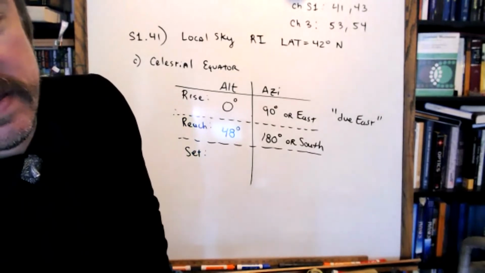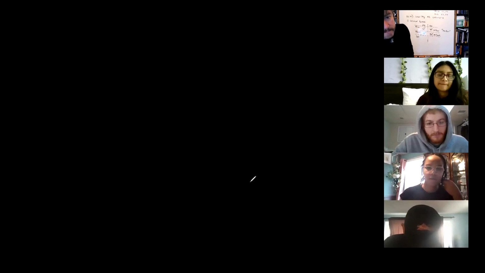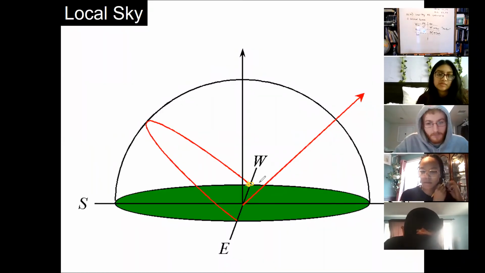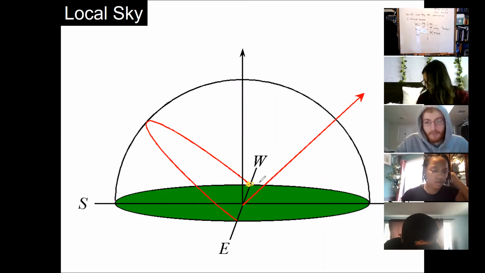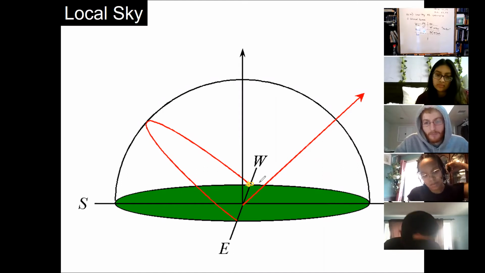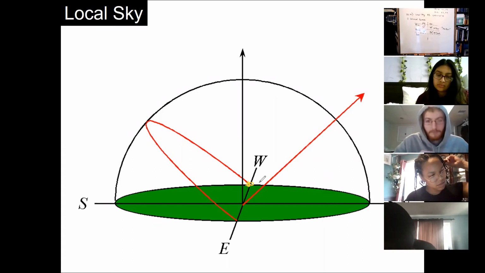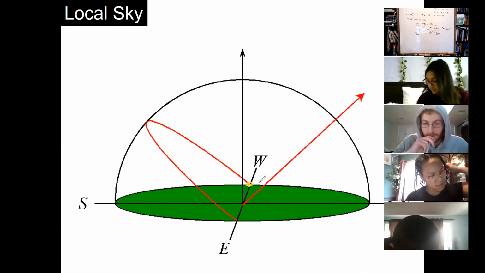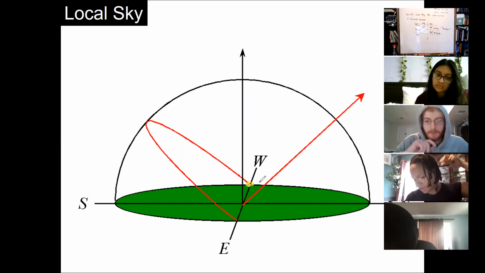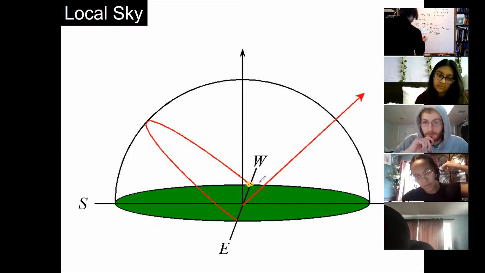Okay, and last, the set point. The set point is here. Is that going to be 90 degrees altitude? No, altitude is degrees above the horizon. You are currently on the horizon. Oh, so is it 0 degrees? It's 0 degrees. It's on the horizon, so it's 0 degrees.